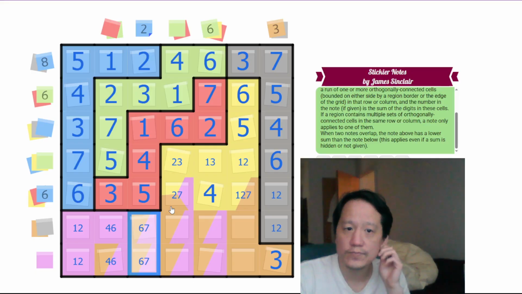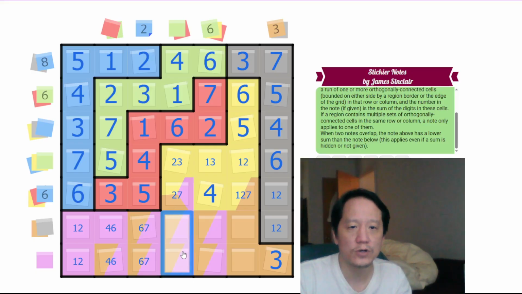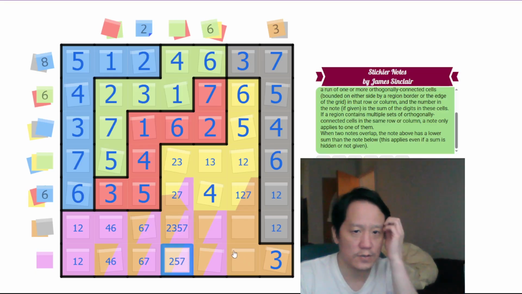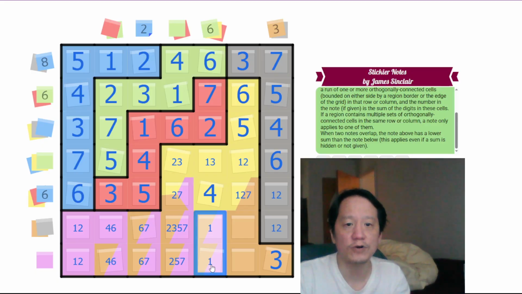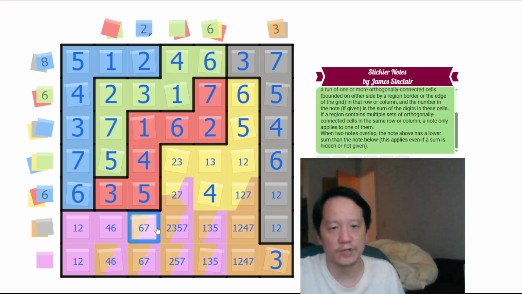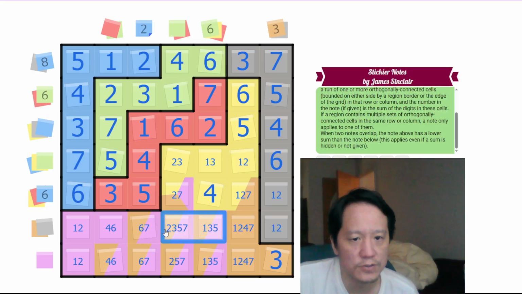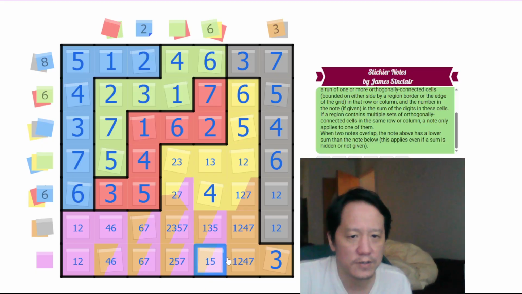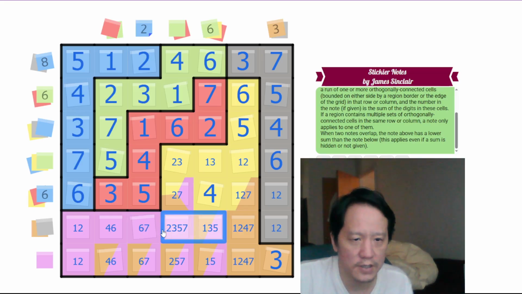Column 4, 2, 3, 5, 7. No 3 here. And column 5, 1, 3, 5. Column 6, 1, 2, 4, 7. So pink needs access to a 3. So it must get to one of these two. This is not 3. So that means pink has to go this way. So no orange, no orange. And then it can get to there. So it's 5. This cannot have 2 here.